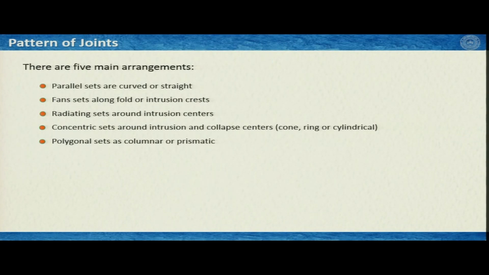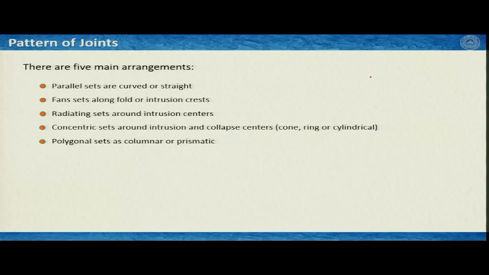Now, patterns of the joints, you can actually see many different types of joints. So, joint sets, that means their relationships with the other or neighboring joint planes. So far we have seen that most of the joints are parallel like this, or sometimes they have an angular relationship. So, these are parallel sets and this could be curved or straight. Then fan sets, so joints can radiate like this.